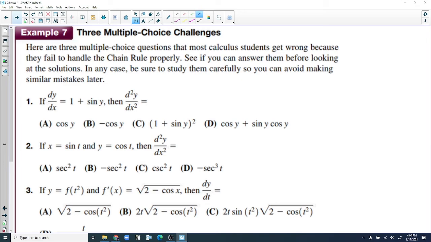If dy/dx equals 1 plus sine of y, then the second derivative is equal to, okay, cosine of y times dy/dx, but we know what dy/dx is. That's cosine of y times 1 plus sine of y. So if you distribute, I think we're getting letter D as the answer.